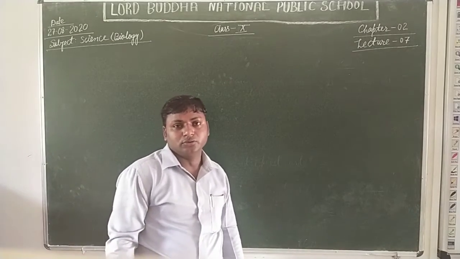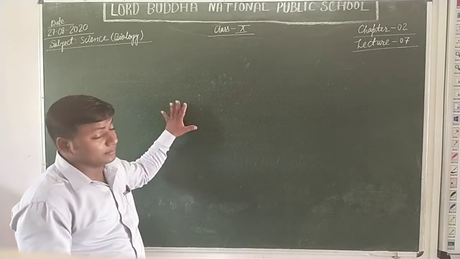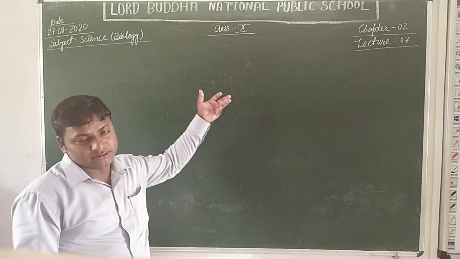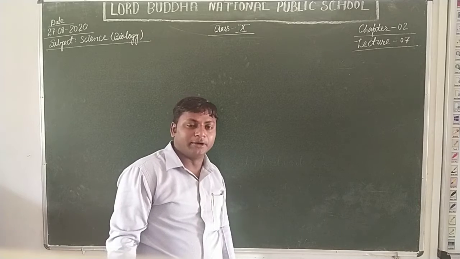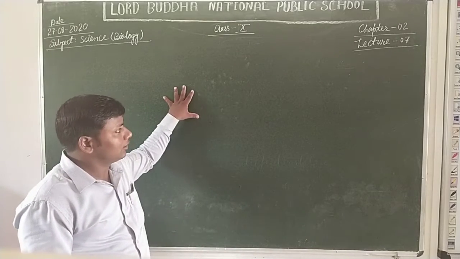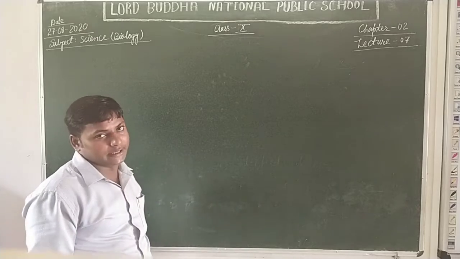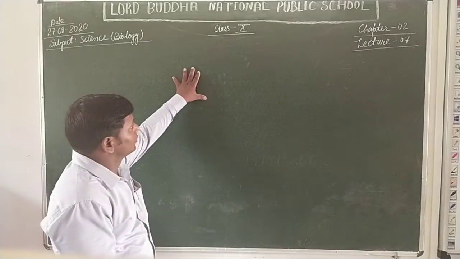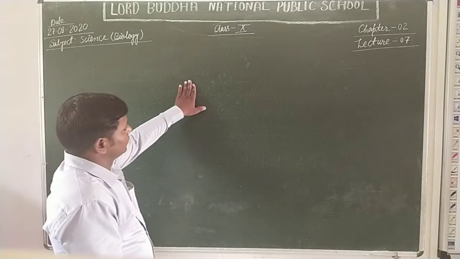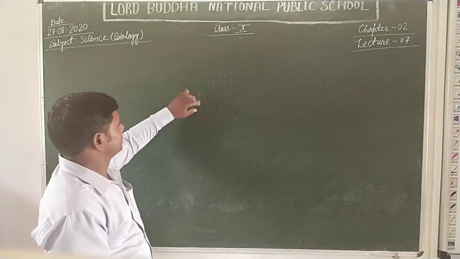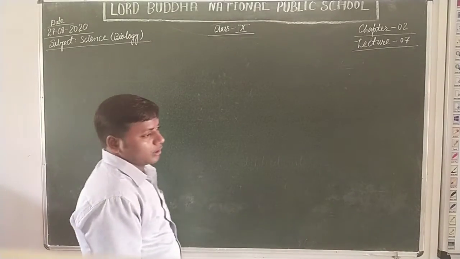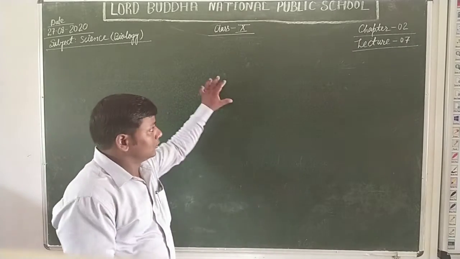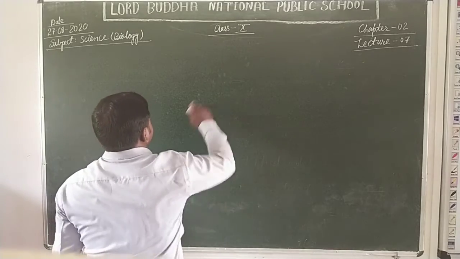We are going to study about the human brain. As in the previous lecture, you learned into how many parts the human brain can be classified. Today we are going to do a diagrammatic study of the human brain, and we will learn ahead what part of the brain performs what kind of function.